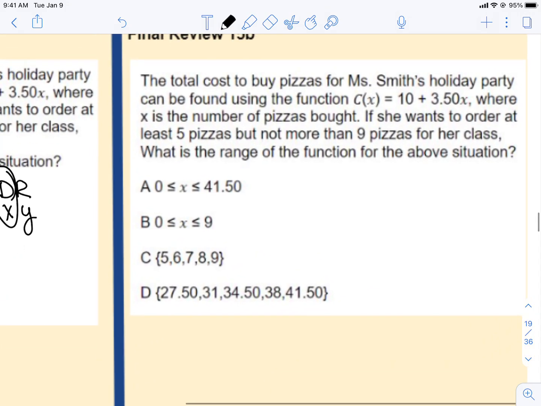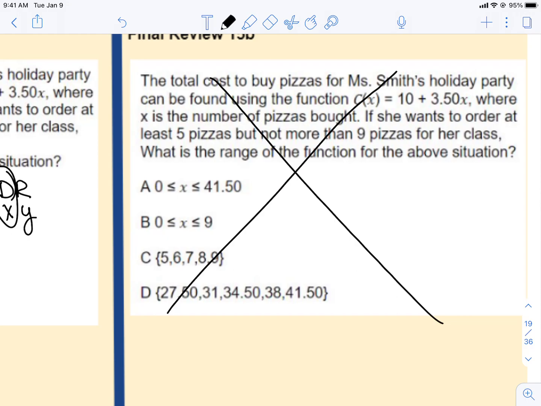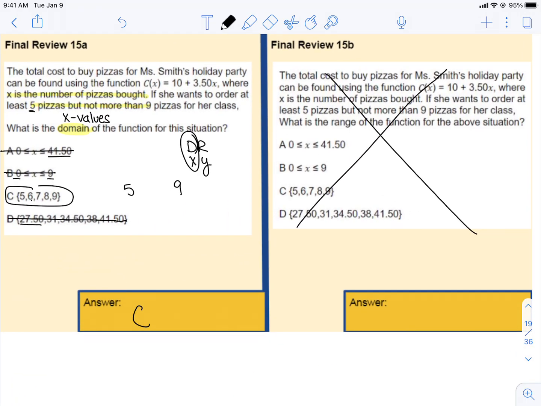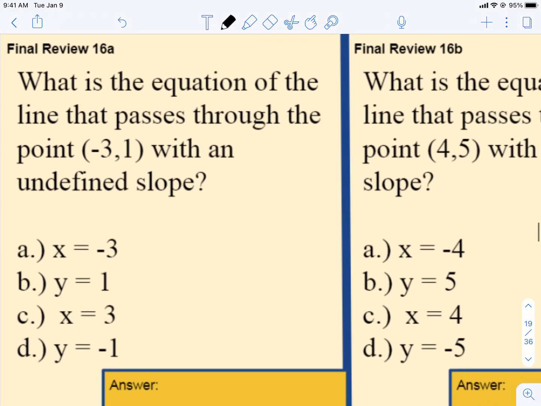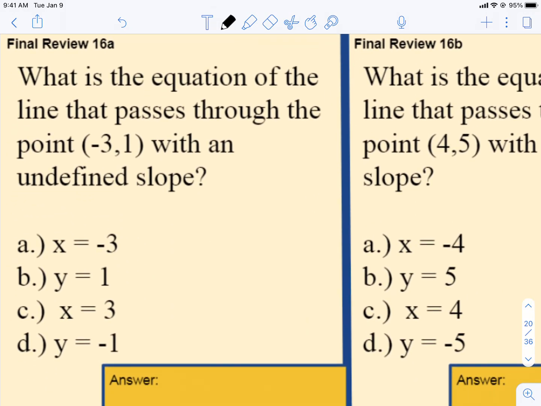Looking at the next one, this actually is the same thing, so we're just going to ignore that. That's a mistake on our part. So one last question for you. Looking at 16a. It says, what is the equation of the line that passes through the point -3, 1 with an undefined slope? So it's saying undefined slope should have some bells going off in your head.